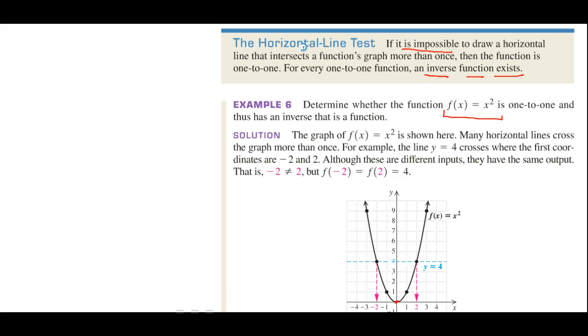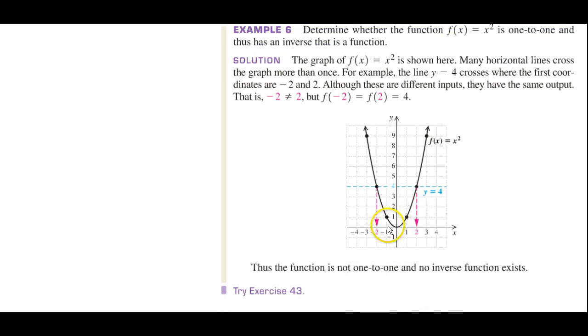All right, let's go on. And we want to state the summation of this. Thus, the function is not one-to-one, and no inverse function exists. Now we can go to the next page.